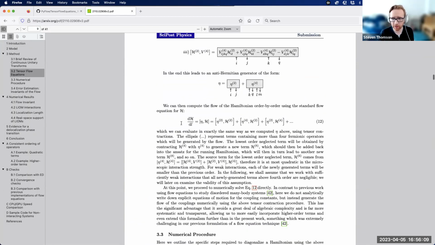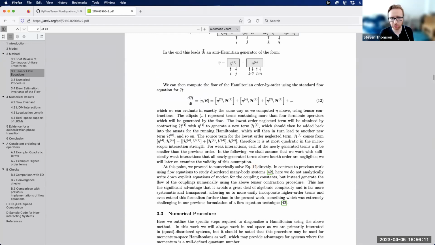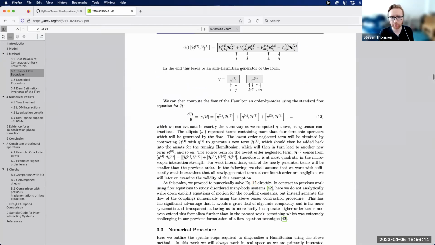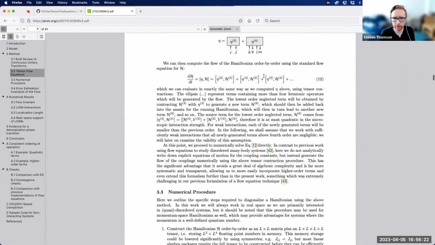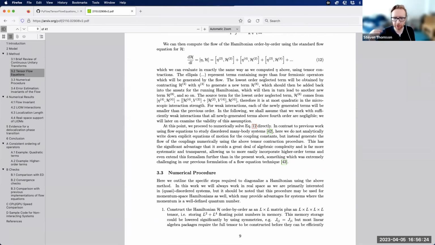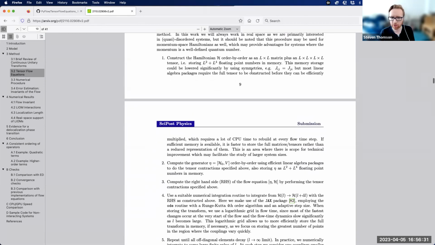But yeah, so fundamentally that's the building block of the technique, right? It comes down to just computing all these commutators by tensor contractions and then numerically integrating the final result with some kind of fourth order Runge-Kutta style integrator. And then once you've done that, you just repeat this procedure until the Hamiltonian converges. So yeah, that's what this section of the paper does.